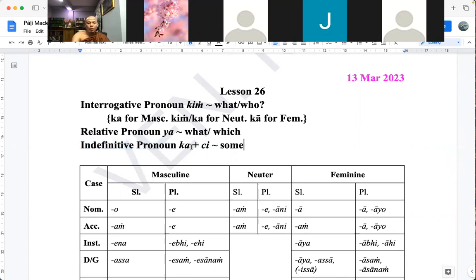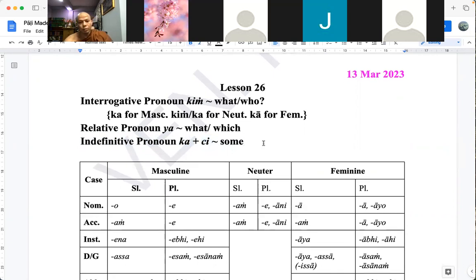To the interrogative pronoun we add an indeclinable particle, ci. For example, ka and ci, but we don't use kaci. We use the declined form: ko, and after that ci. So koci. In this way we use koci, which means some or someone.